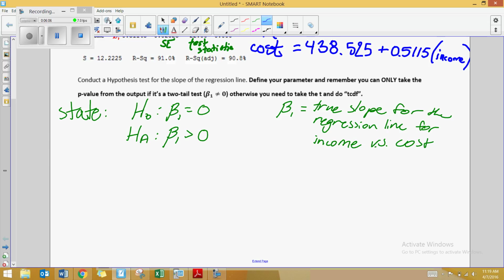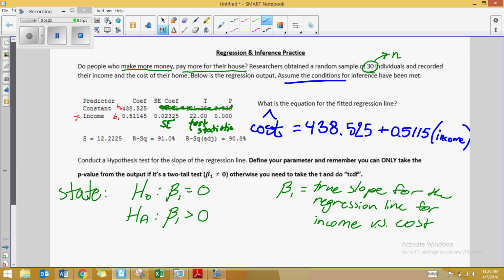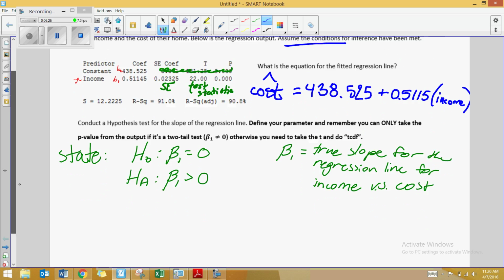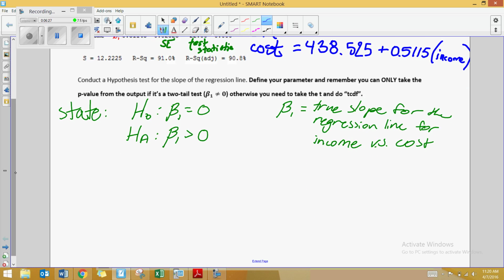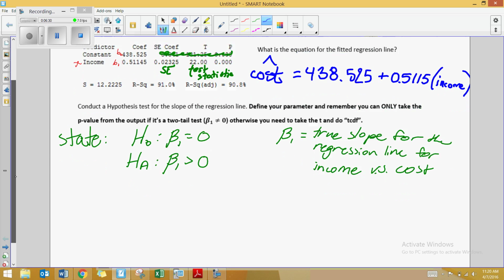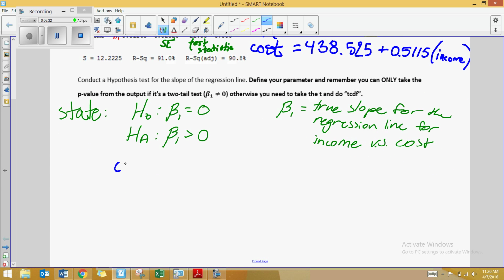But if we had wanted to check the conditions, we would have needed to look at the residual plot, the original data, and the normal probability plot. All of those things would have had to be provided by the problem. They weren't, so the AP test or the problem that I would give you would have to tell you that the conditions are met, because there's no way to check them based off of the computer output alone. Okay, so conditions met.